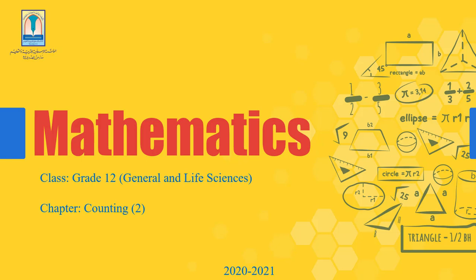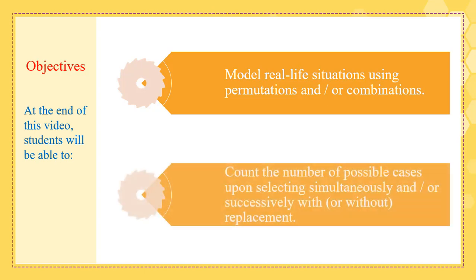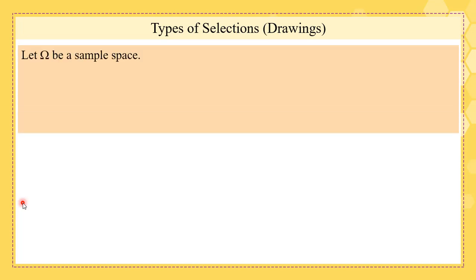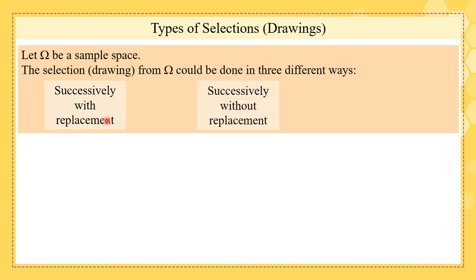Today we will continue talking about counting. Let's begin with the types of selections or drawings. Let omega be a sample space. The selection from omega could be done in three different ways. It could be done successively with replacement, successively without replacement, and simultaneously.